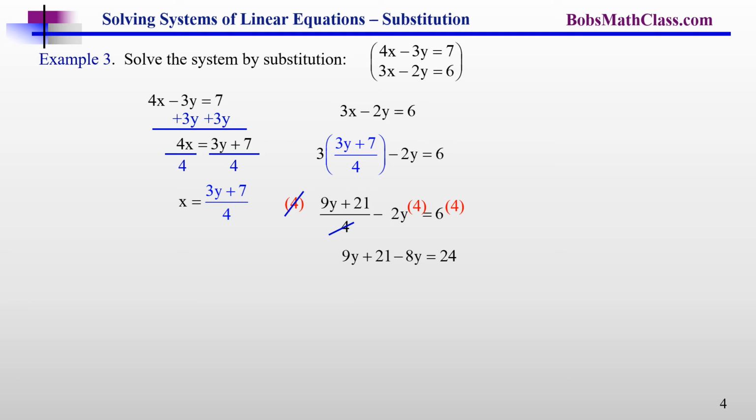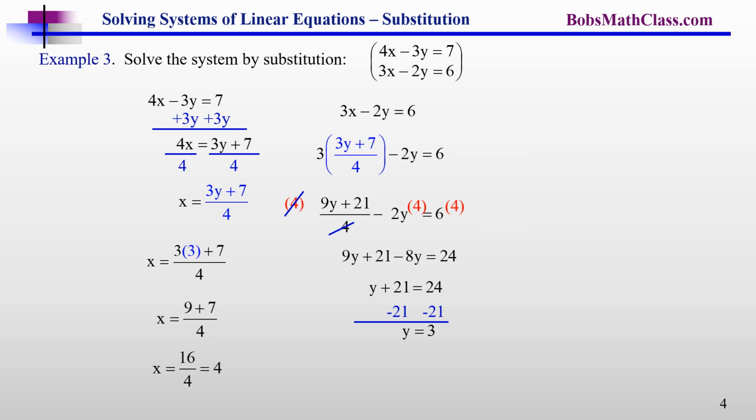So we have 9y plus 21 minus 8y equals 24. Add like terms. And then subtract 21 on both sides. We got y equals 3. All right, let's plug it into the equation to get our x. So 3 times 3 plus 7, that's 9 plus 7, which is 16. 16 over 4 equals 4. So our solution is 4, 3.